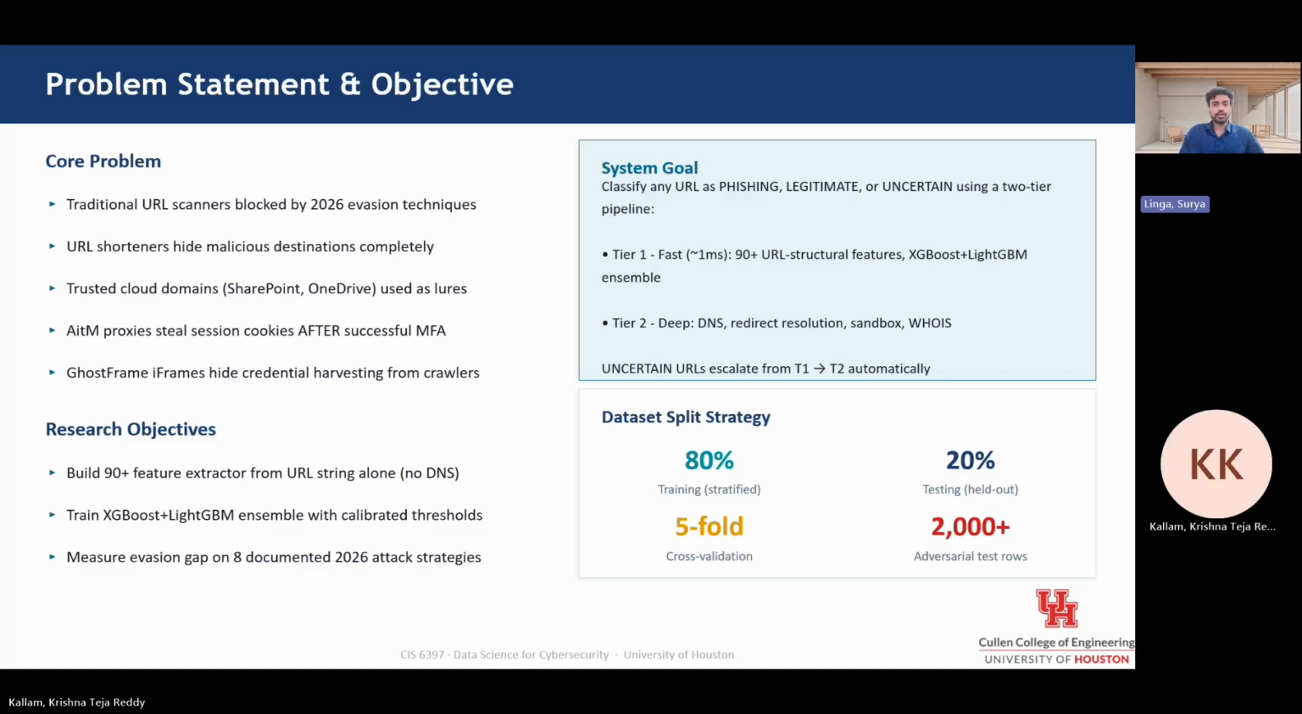Coming to the problem statement, the main problem is that five types of attacks completely bypass URL scanners. URL shorteners hide where the actual link goes. Attackers put fake pages on real Microsoft and Google domains so they look clean. Some attacks steal your login cookies even after you have done two-factor authentication. Hidden iframes load the fake login form only after you click, so some scanners see nothing. And professional phishing kits detect when a security tool is scanning and show it a fake clean page. So our goal was to build something that handles all five issues.